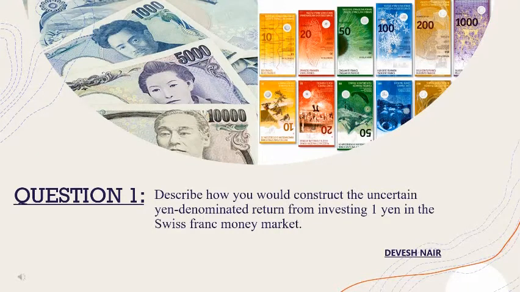To invest in the Swiss money market using yen, we must first convert from yen into Swiss francs in the spot foreign exchange market. With the Swiss francs that we get, we invest in the Swiss money market, leaving the investment unhedged. At the end of the investment horizon, we convert from Swiss francs back into yen at the future spot exchange rate.